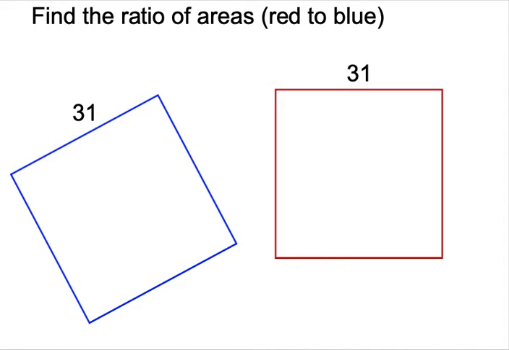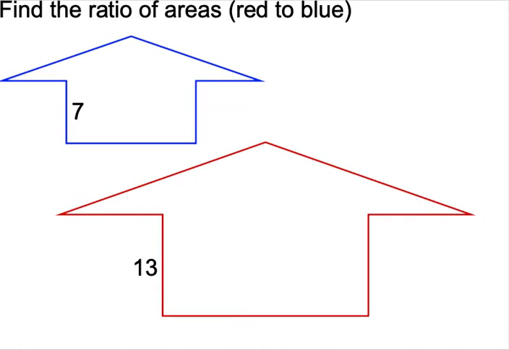Find the ratio of areas red to blue. We start by finding the ratio of side lengths, 31 to 31, which is 1. The ratio of areas is going to be 1 squared. The ratio of areas here is 1, which, since these are congruent shapes, just reminds you that congruent figures have the same area. That shouldn't be a surprise.